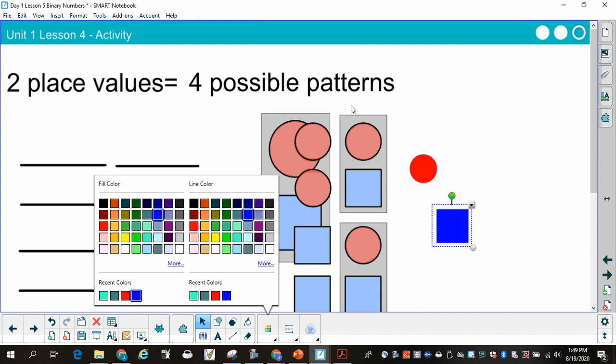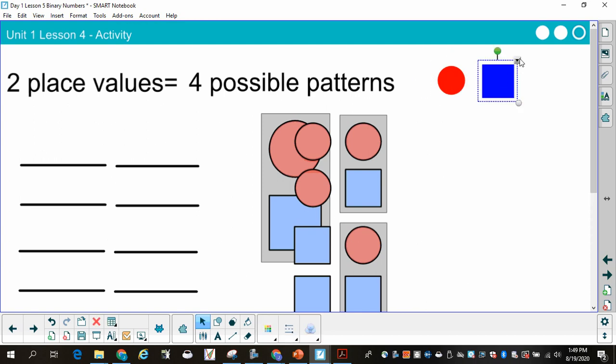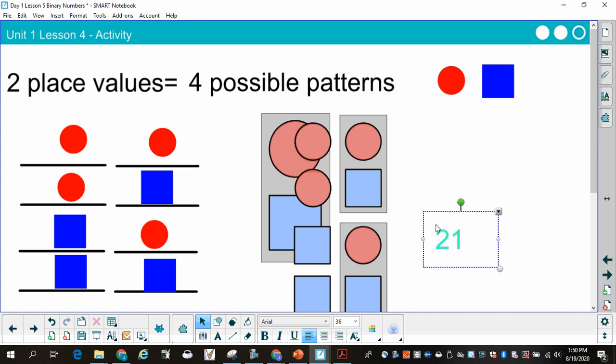Okay, so if I have 2 place values, I'm going to wind up with 4 possible patterns. And what do I mean by that? Well, if I have 2 places, I can put a circle and a circle, or I can put a circle and a box, or I can put a box and a circle, or a box and a box. Now remember that box, circle, and circle, box are different, okay? Those are different, just like 21 is different from 12. The order matters. So 2 place values, I have 4 possible patterns.